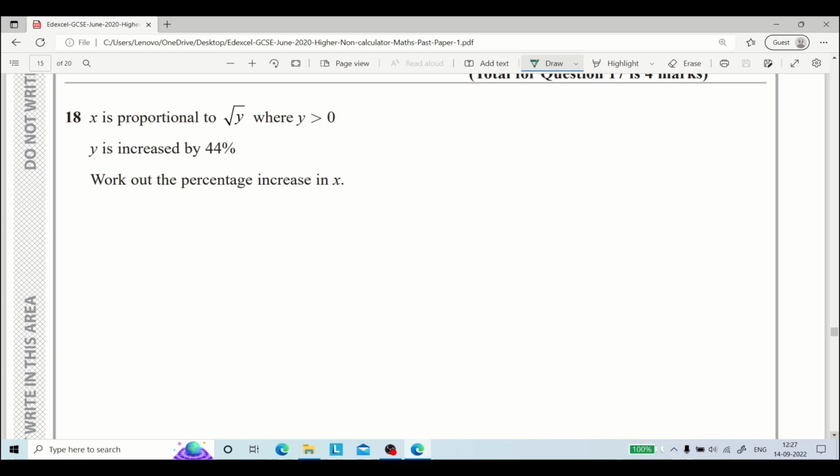X is proportional to square root of y, where y is greater than 0. Y is increased by 44%. Work out the percentage increase in x. Okay. X is proportional to square root of y, which means you'll write it down in such a way. However, this proportional sign cannot be written always. You'll have to write it down as x is equal to square root of y.